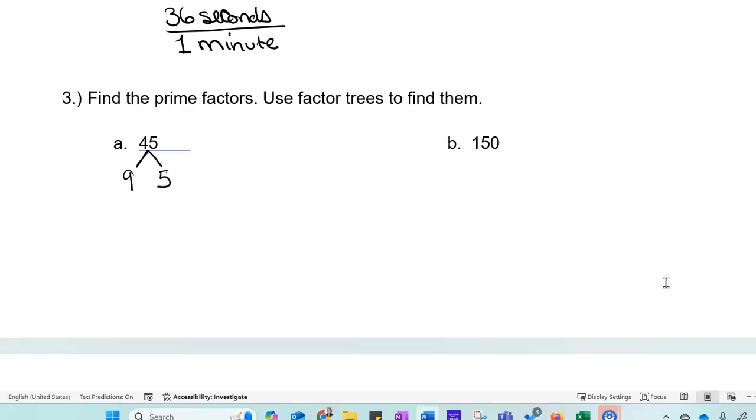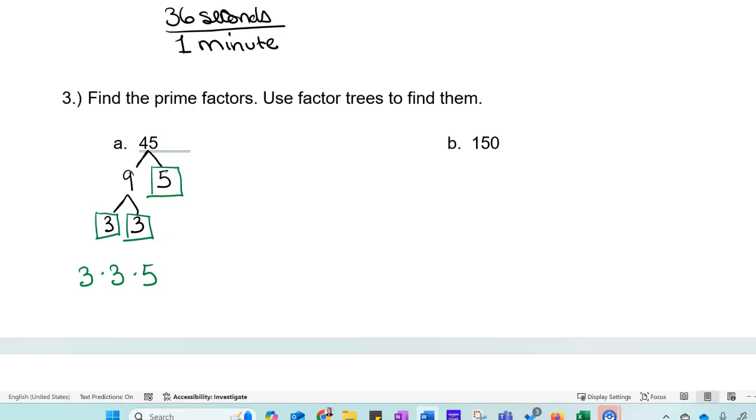Well, 5 doesn't have any other factors besides 1. So 1 times 5 is 5. That means that 5 is a prime factor. But 9 has additional factors, right? So I can also get 9 by 3 times 3. Well, 3 is only divisible by 1 and itself, meaning it's prime. So I'm going to go ahead and put boxes around those. So all of the prime factors of 45 are 3 times 3 times 5.